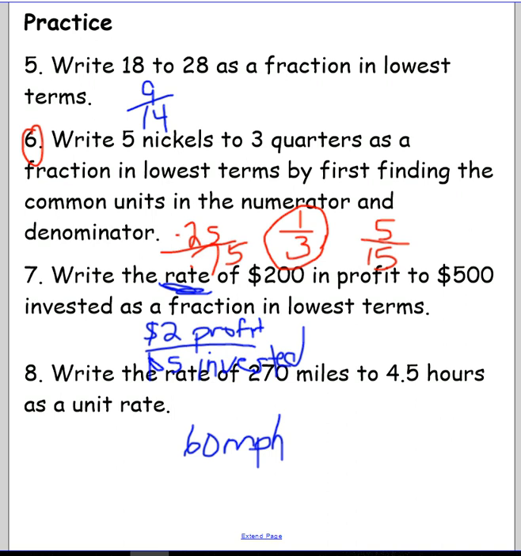Okay, here's the answers. Notice with number 7, it said rate. So instead of canceling the dollars and just putting a 2 to 5th, we need to make sure we specify the rate of it being profit compared to invested money.